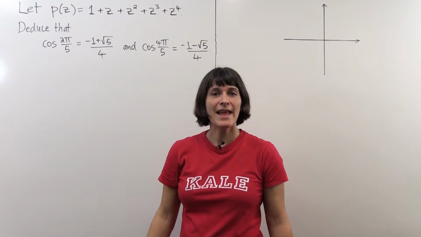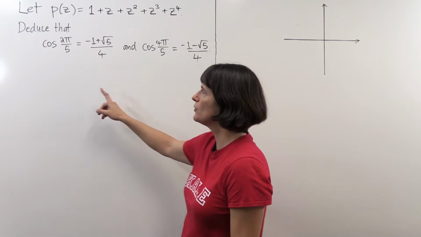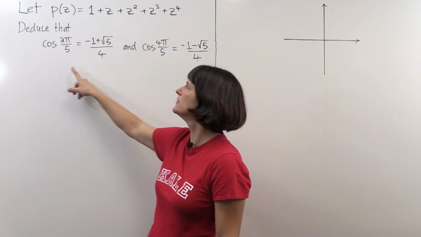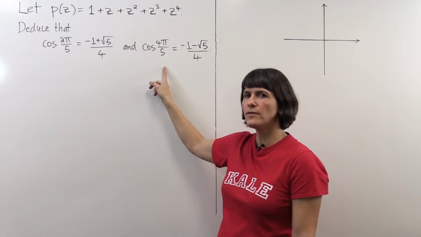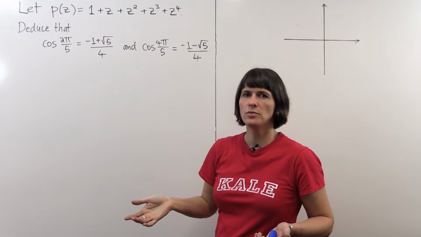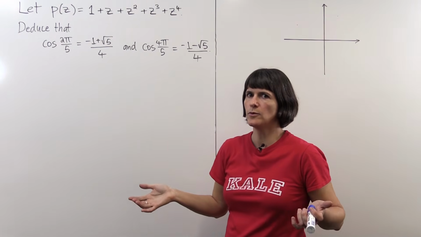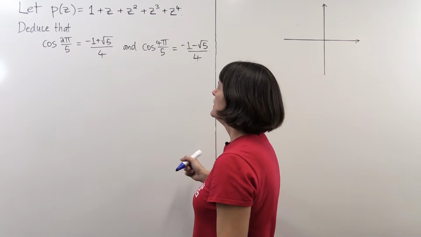Okay? Now in part D, we're going to put this together and prove 2 really nice facts. We're going to prove that the cos of 2 pi on 5 is minus 1 plus root 5 on 4, and the cos of 4 pi on 5 equals minus 1 minus root 5 on 4. And how else would you prove these facts? Double angle formulas are not going to help you really. Okay, so let's see how this goes.